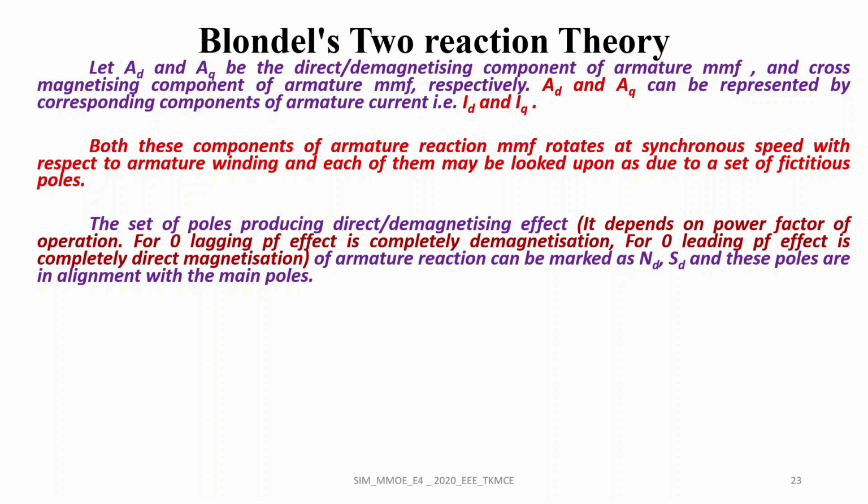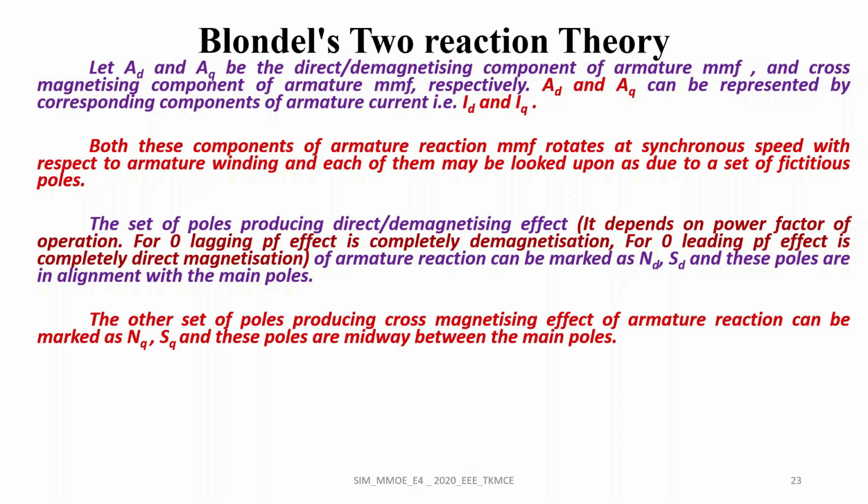The set of poles producing direct demagnetization effect depends on the power factor of operation. For zero power factor lagging, the effect is completely demagnetization. For zero power factor leading operation, the effect is completely magnetization. Therefore, the demagnetization or direct magnetization effect of armature reaction can be marked as fictitious poles ND and SD. It is either increasing or decreasing the net flux.